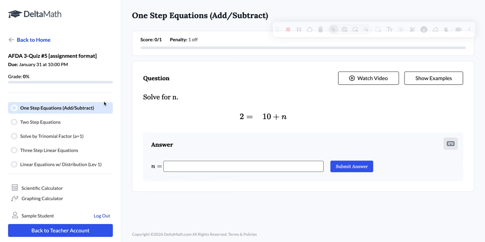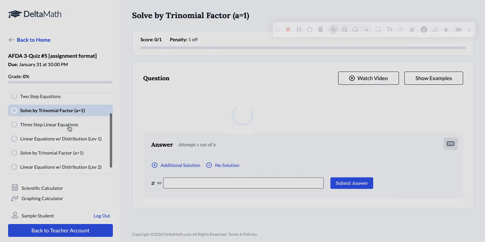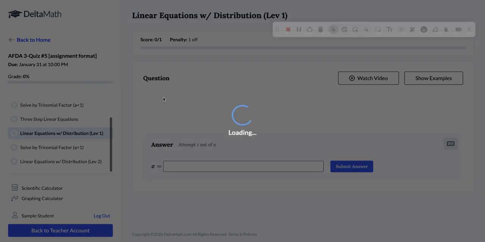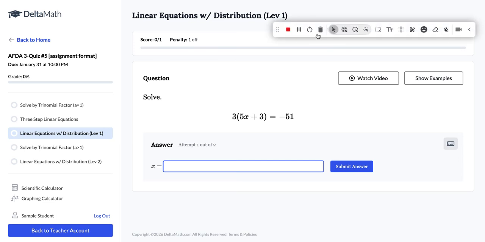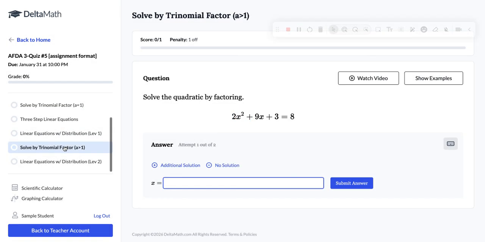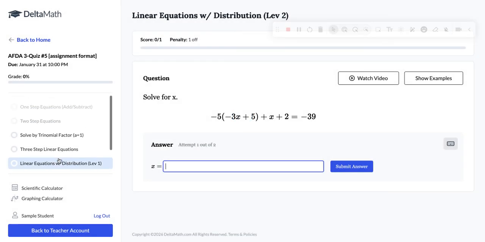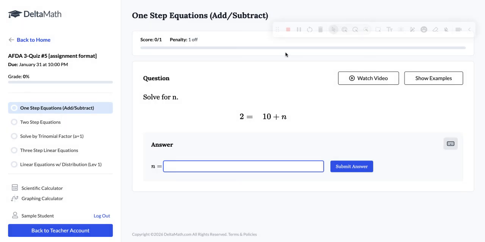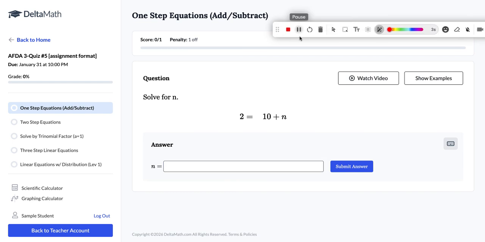Okay, for this DeltaMath, every question is going to say solve. Every single one says solve, solve, solve, solve. But there are two types of solving you're going to do. One we call linear, and the other we call quadratic.